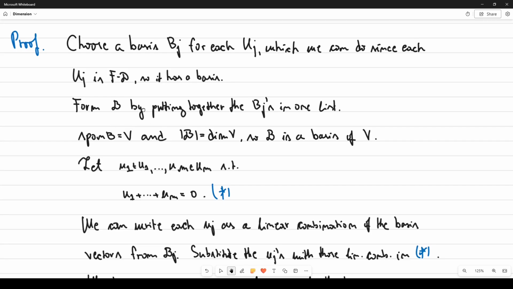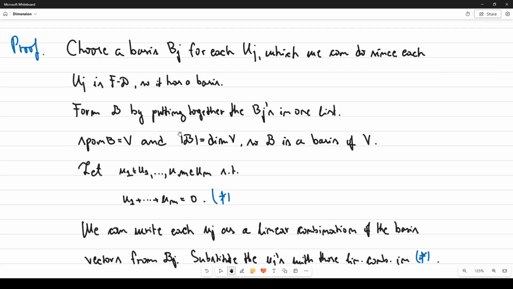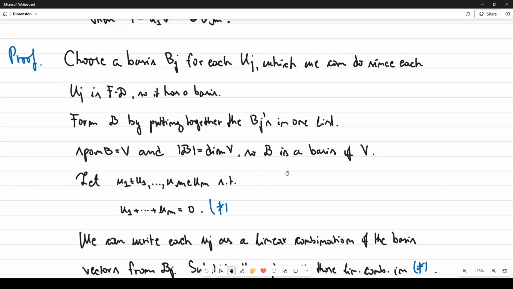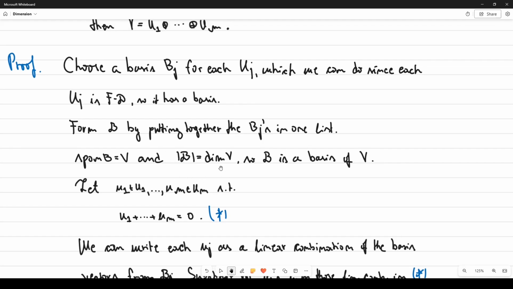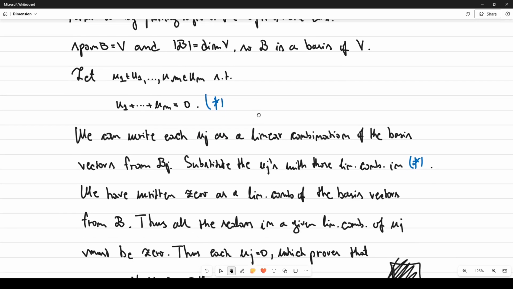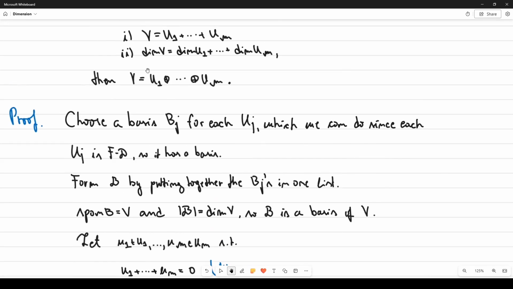And now we have that the span of B is equal to V, and we have that the dimension, the number of elements in B, is equal to the dimension of V. So B is a basis of V. We have that B spans V, and we have that the length of the list is equal to the dimension of V. So it has to be a basis due to one of our previous results. And now we have to show that it is a direct sum.